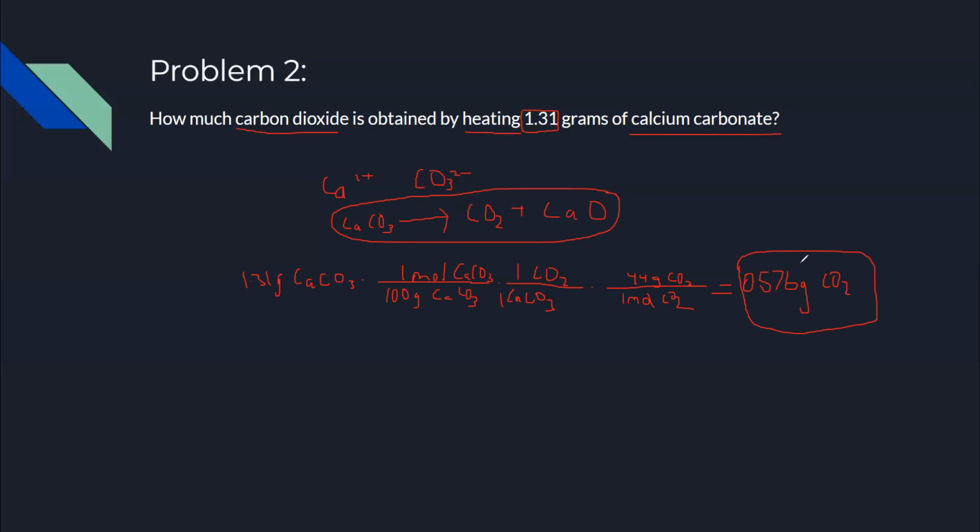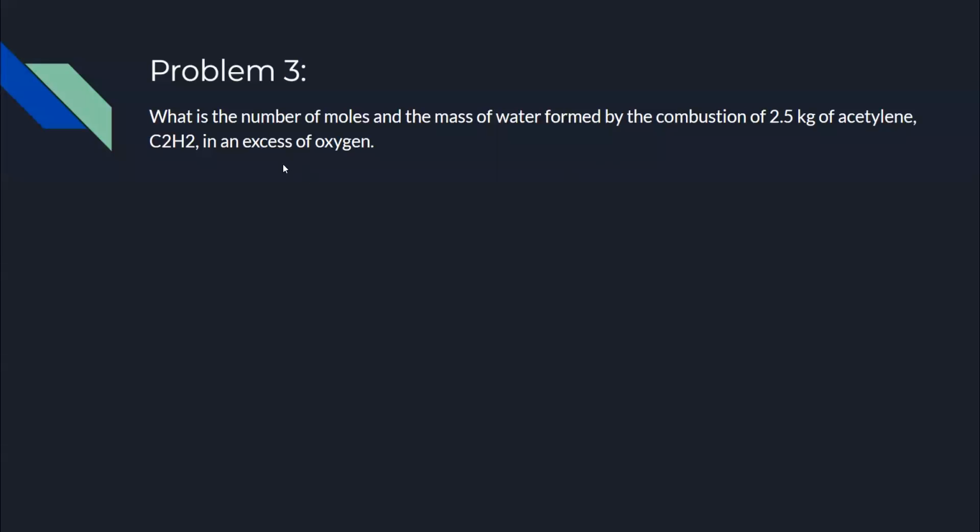Now let's do one final problem. So problem 3. So what is the number of moles along with the mass of water formed by the combustion of 2.5 kilograms of acetylene, C2H2, in an excess of oxygen? So this is another combustion reaction. So we have to do 2 things before we get started.